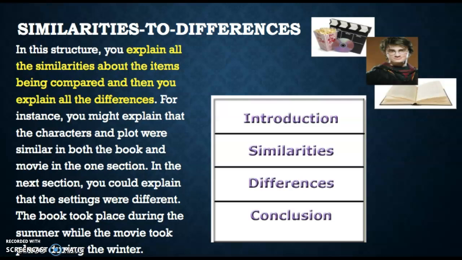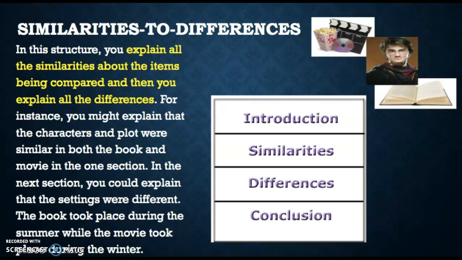Then if you want to do similarities to differences, the easiest way to do this is to have your introduction. Then write about all of the similarities about the items that you are choosing to compare, and then all of the differences of the items that you choose to compare, and then do your conclusion. So for instance, you might explain that the characters and plot were similar in both the book and the movie in one section. That might just be paragraph 2, whatever it takes.